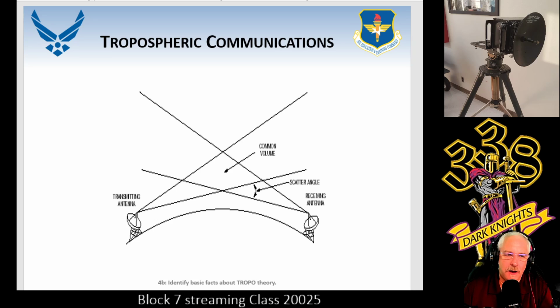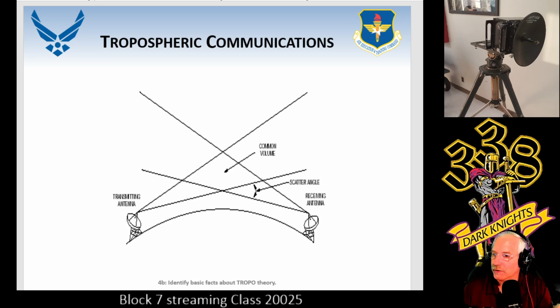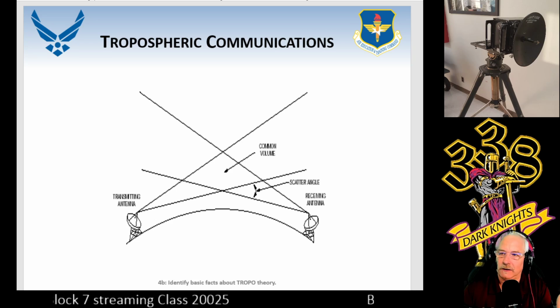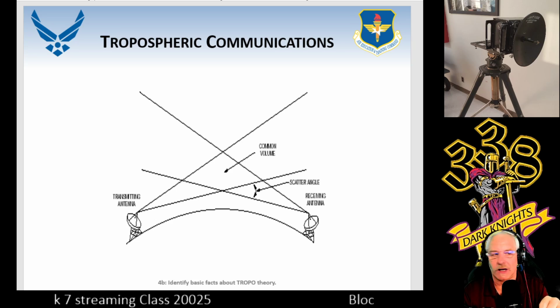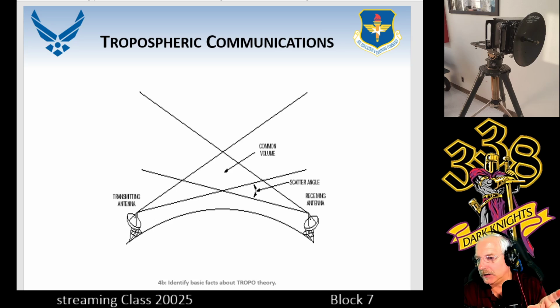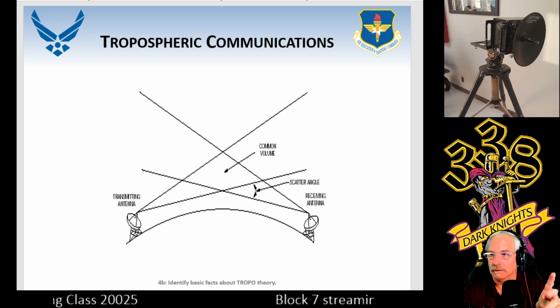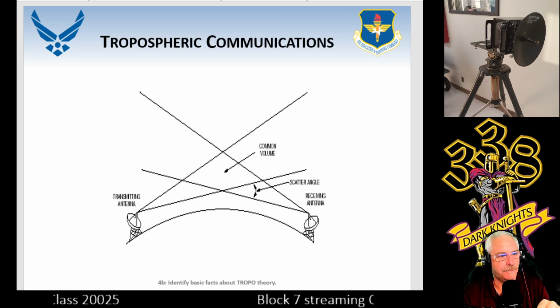This gives you a better idea between common volume or scatter volume. That's the little area in the middle where things get refracted back down to Earth. Again, you're transmitting and receiving antennas. You can still alternate or change them out. Like your transmitting antenna is also your receiving antenna, and your receiving antenna is also your transmitting antenna. Wow, reciprocity there.